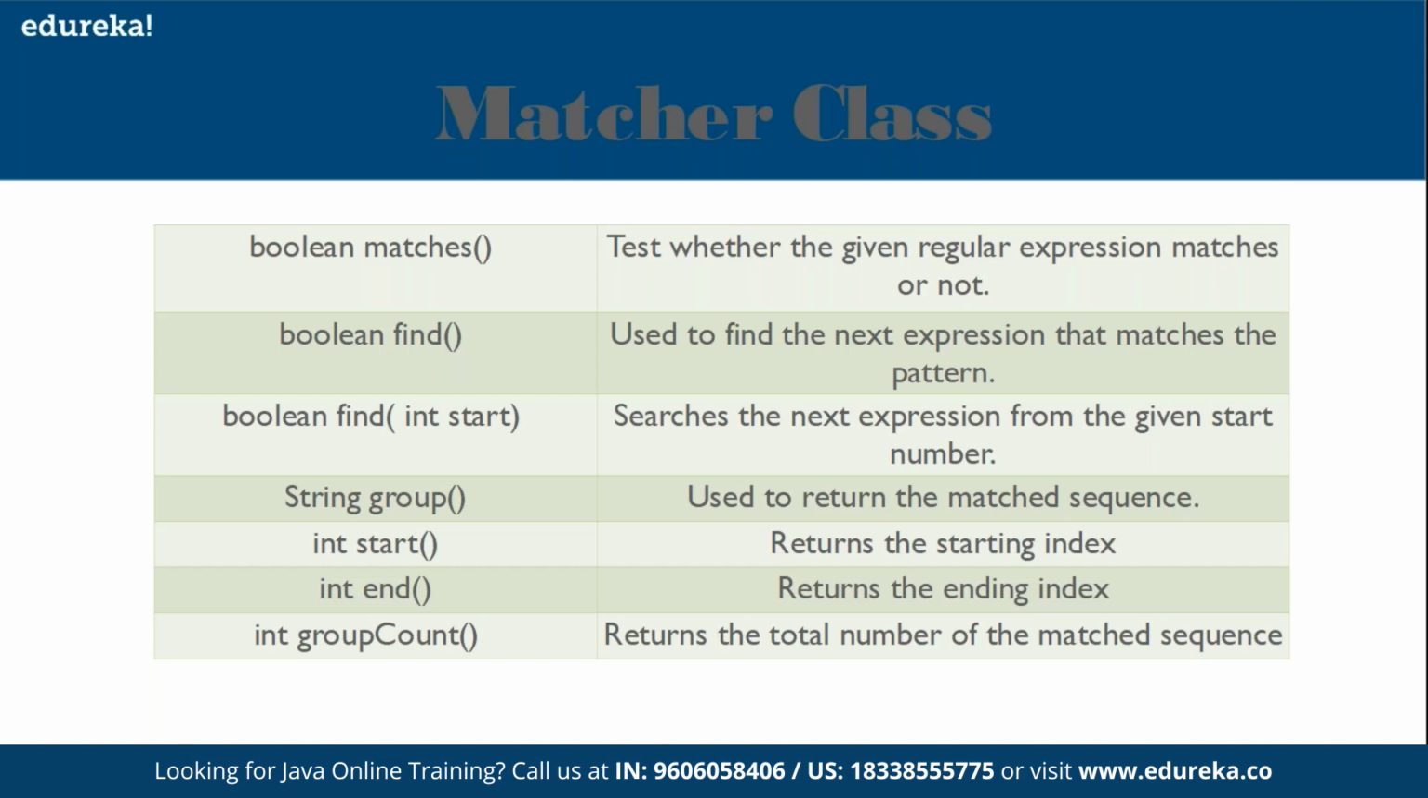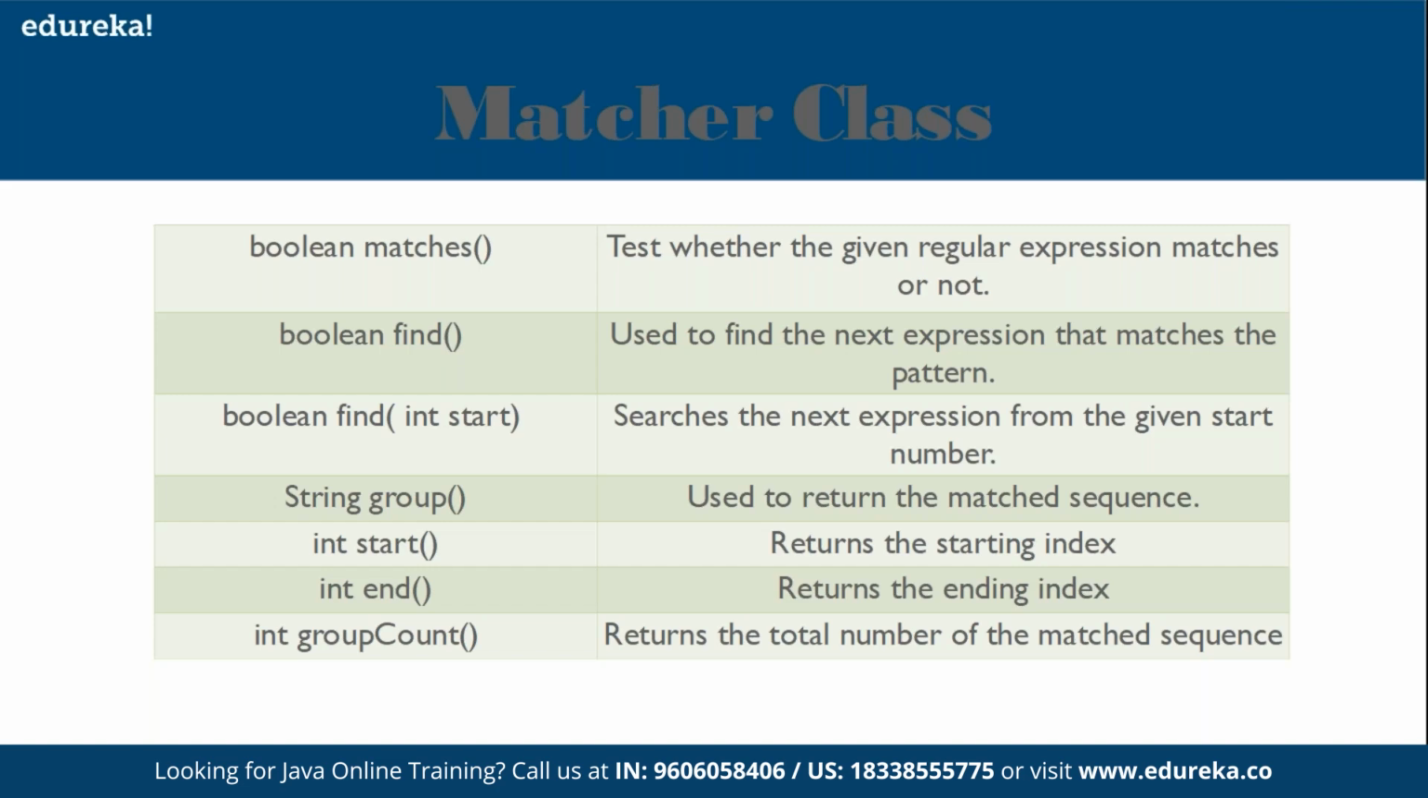We have boolean matches, which tests whether the given regular expression matches the pattern. Boolean find is used to find the next expression that matches the pattern. And we have find with an int start, which searches the next expression that matches the pattern from the given start number. You have group, used to return the matched subsequence. You have the start method, which returns the starting index. The end method returns the ending index of the matched subsequence. And you'll also have int groupCount, which returns the total number of matched subsequences.